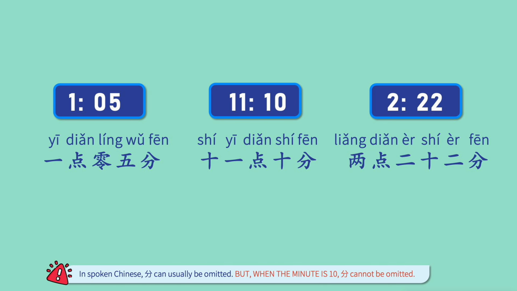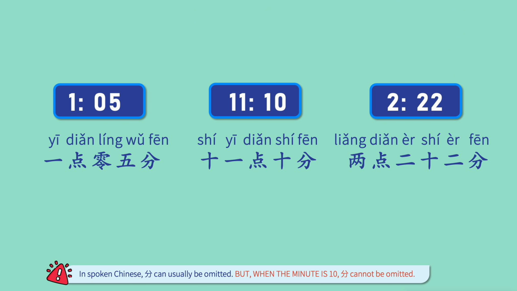1点05分. In this situation, we have to read this 0. We can't say 1点5分. We need to read 0, 1点05分. And I mentioned before, 分 generally can be omitted. Only one situation we can't omit the 分, which is when the minute is 10. 11点10分. We wouldn't say 11点10.